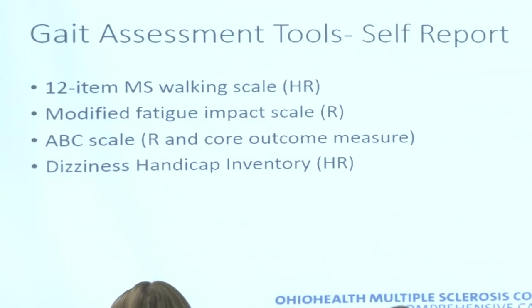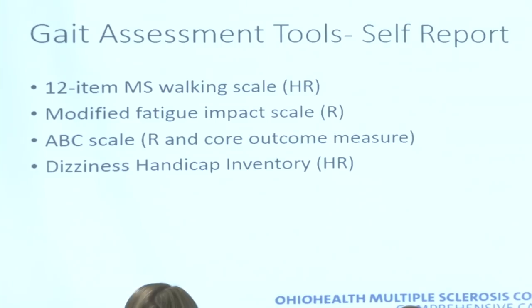An individual's self-perception of their function is important to understand their functional capacity. The 12-item MS walking scale is a self-report measure that's scaled out of 100 points. An individual rates their perception of their movement from not at all limited to extremely limited. This assessment is going to address fluidity of gait, the cognitive demand of gait, how far someone can walk, what assistive devices they may use, their balance, and their overall perceived gait limitation.